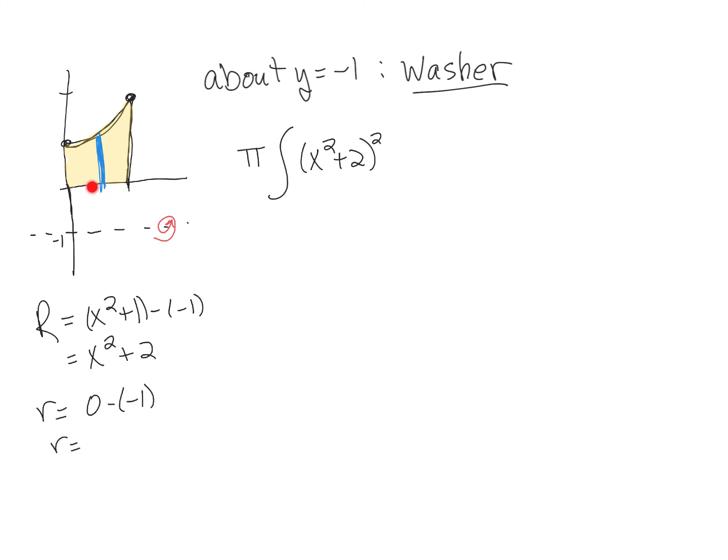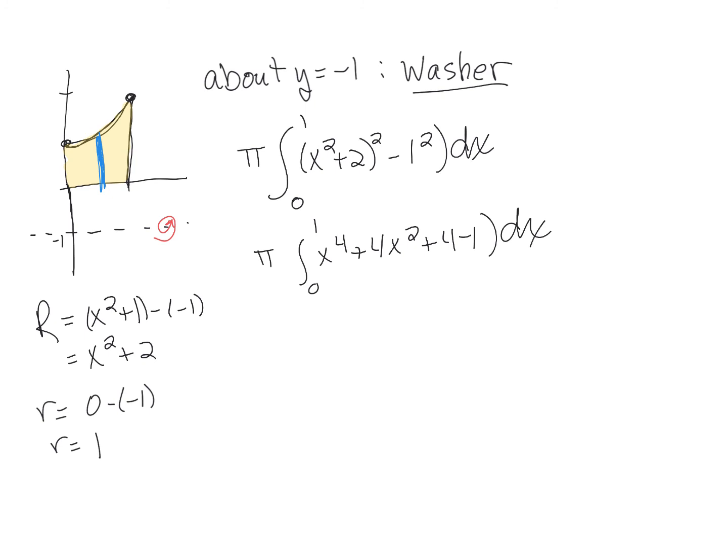The inside radius is the distance from here to here. It's 0 minus -1 or plain old 1 and a dx. All right, this has to be FOILed, and then we're going to combine like terms. So I'm going to get x to the 4th plus 2 times 2x squared plus 4 minus 1. That's going to give me a 3 right there.